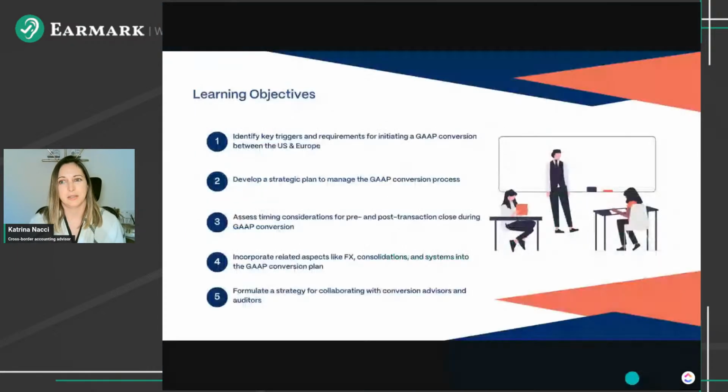So there's 5 main learning objectives today that I'll go through in a bit more detail, but I would like to better understand for who's on the call live right now, who's already planning towards a GAAP conversion for 2025 or has done one in 2024. Happy for you to leave some comments in the chat, either in StreamYard or LinkedIn or wherever you're tuned into.